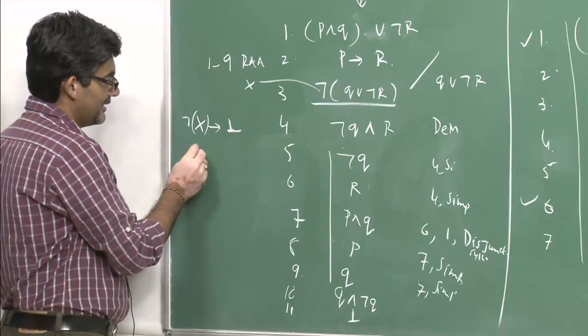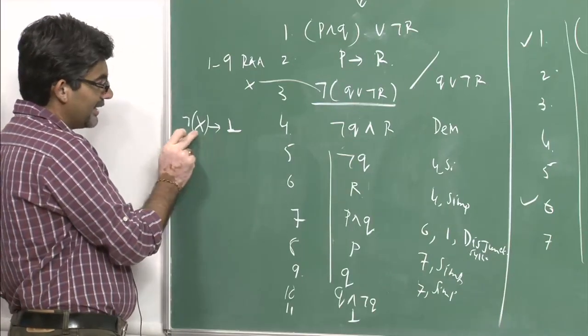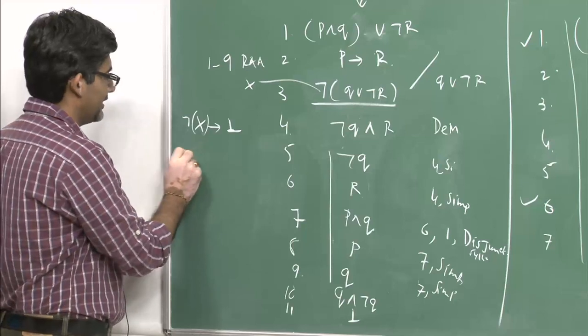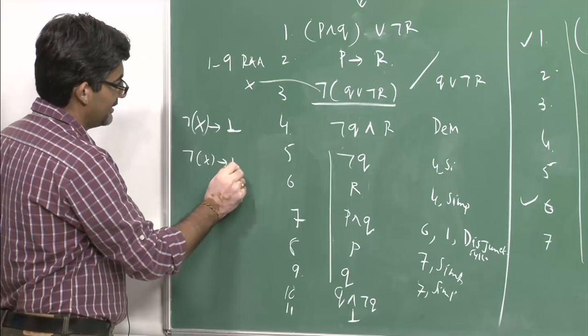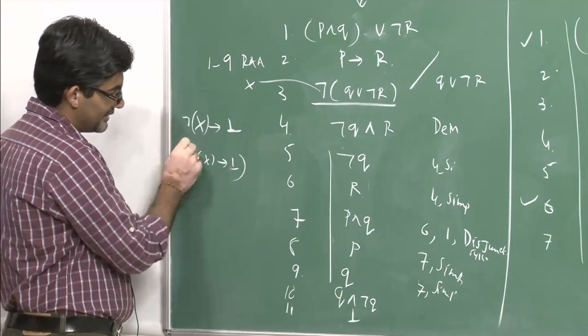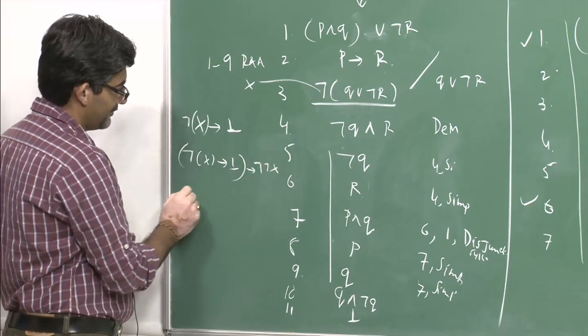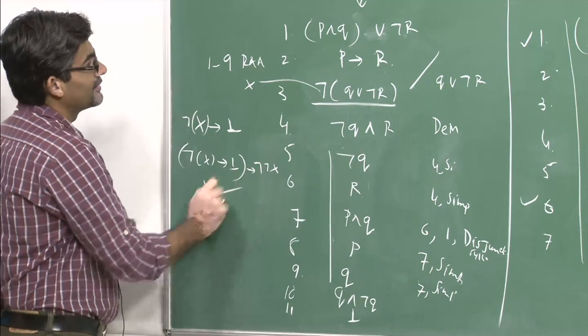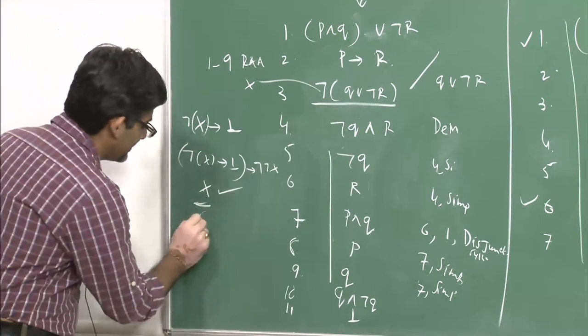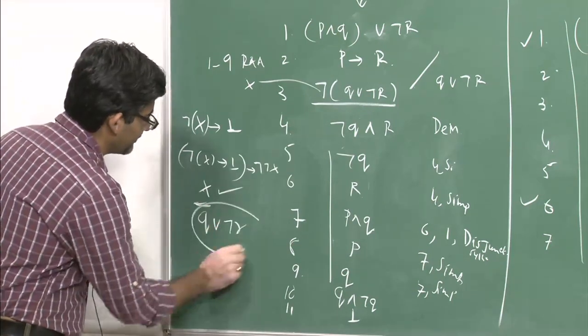So that means it should not be negation of X, but it should be negation of X. So if negation of X leads to a contradiction, that means it is negation of X, that means X is true. So what is our X here? It is Q or not R.